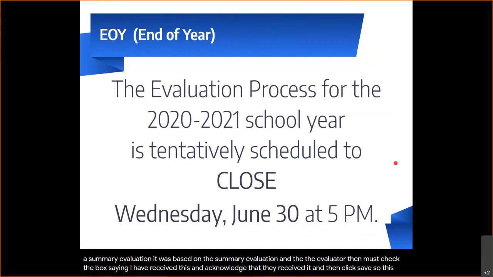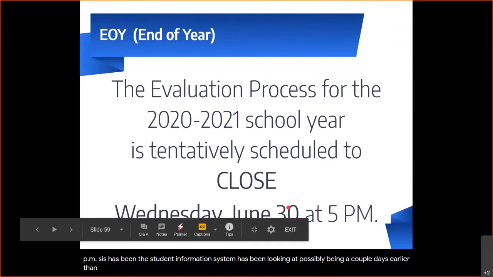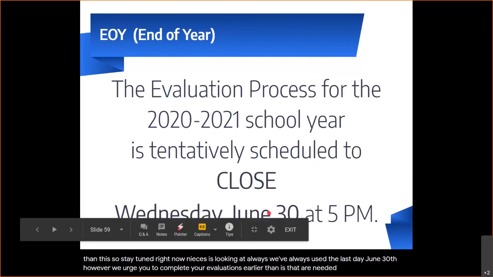So this year, our end of year process for the 2020-2021 school year is tentatively set to close Wednesday, June 30th at 5 p.m. The Student Information System has been looking at possibly being a couple days earlier than this. So stay tuned. Right now, NCEES is looking at always using the last day, June 30th. However, we urge you to complete your evaluations earlier than that, so that you have time to run the reports that are needed prior to the end of the year.